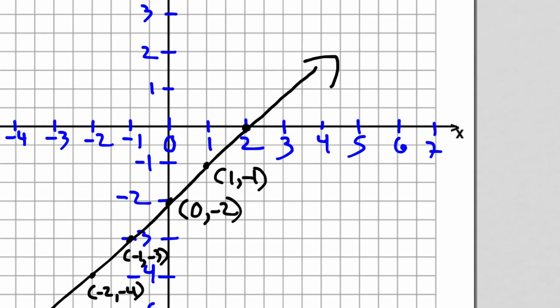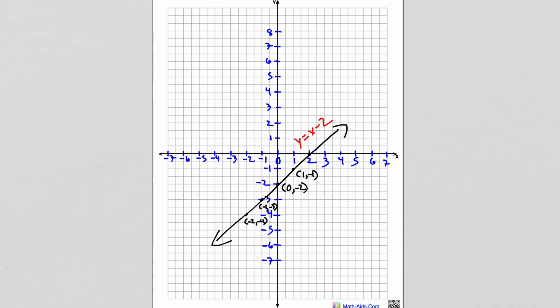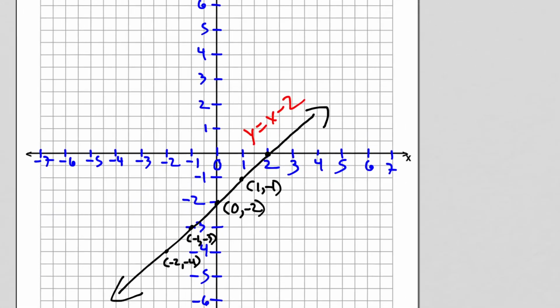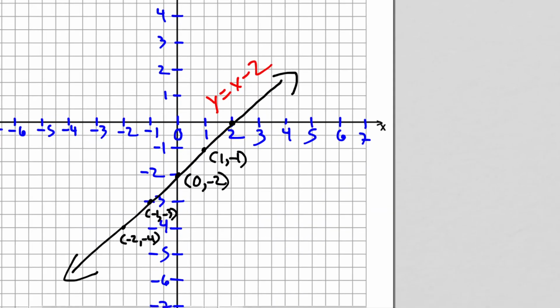So on this line, I'm going to write y equals x minus 2. That's the graph of that algebra equation. It's called a linear relationship because this equation, when you graph it, makes a straight line. So that's graphing linear relations.